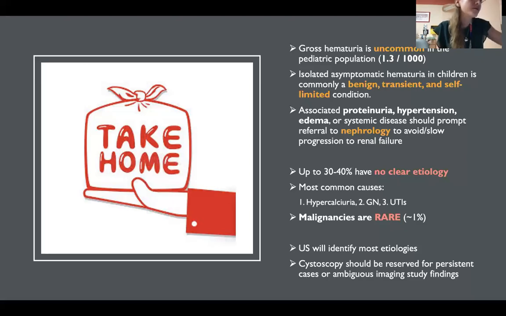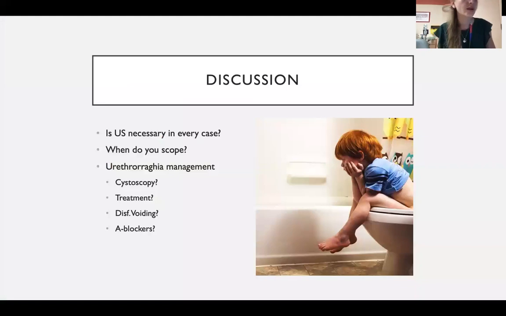And to avoid the overuse of unnecessary studies, the evaluation of gross hematuria should be based mainly on the clinical setting. So obvious presentations such as trauma or acute flank pain suggestive of stones might require specific imaging, but in most other cases, renal bladder ultrasound should identify most of the congenital urological conditions and malignancies. Cystoscopy finally should be reserved for cases of persistent hematuria or ambiguous imaging study findings. So that's the end of the presentation.